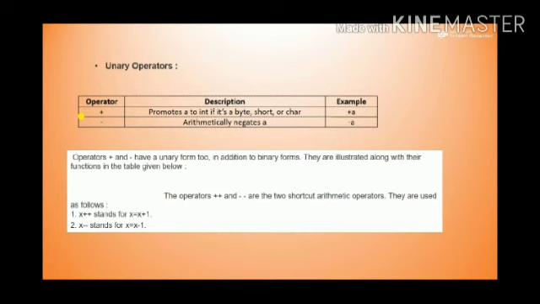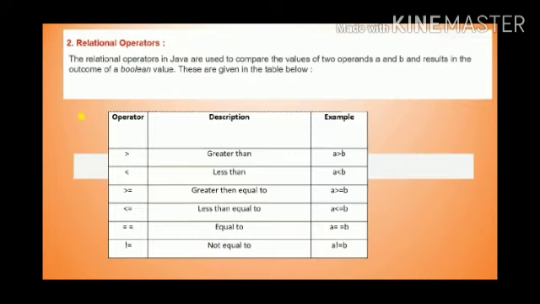You can see in the last line it is x plus plus. It stands for x is equals to x plus 1. Similarly, x minus minus stands for x is equals to x minus 1. So the operators plus plus and minus minus are the two shortcut arithmetical operators, and they are used in this way. Now we'll discuss relational operators.